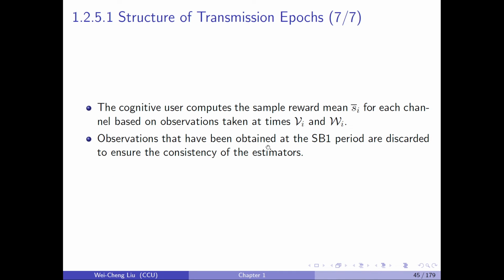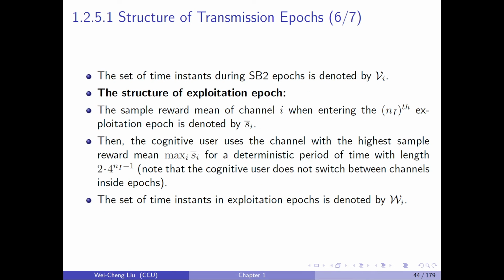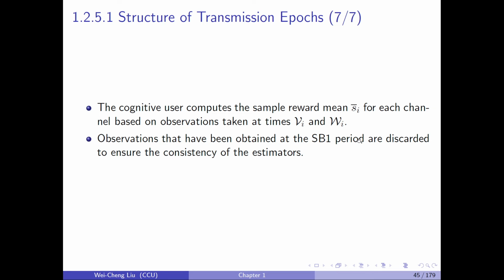Observations that have been obtained at the SB1 period are discarded to ensure the consistency of the estimators. Here is the SB1, and here is the SB1. So within the SB1 period, the observations that have been obtained are discarded to ensure the consistency of the estimators.